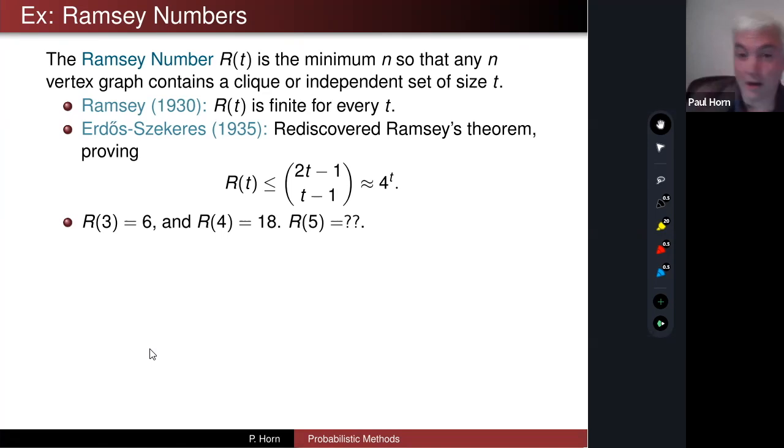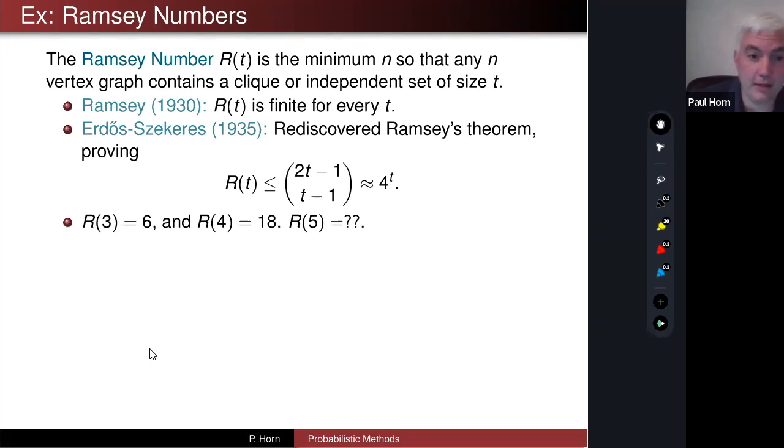And you can compute out a few small values of this. For instance, it's a common thing that probably many of you have seen, that R of 3 is 6, R of 4 is 18, but it's a hard thing to compute. Even R of 5 is unknown at this point. Now, you look at this upper bound and you say, well, that's pretty big. Maybe I can do better.